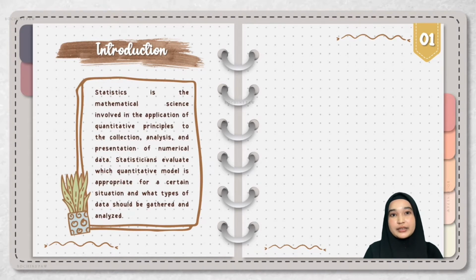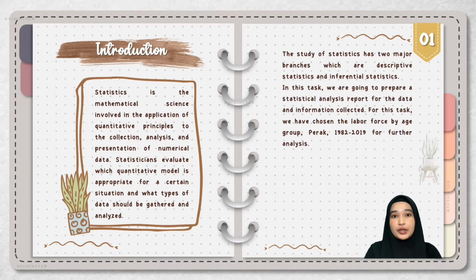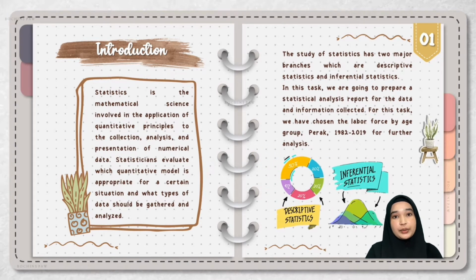Okay, so my part is introduction of statistics. Statistics is the medical science involved in the application of quantitative principles to the collection, analysis, and presentation of numerical data. Statisticians evaluate which quantitative model is appropriate for a certain situation and what type of data should be analyzed and gathered. The study of statistics has two major branches, which are descriptive statistics and inferential statistics.